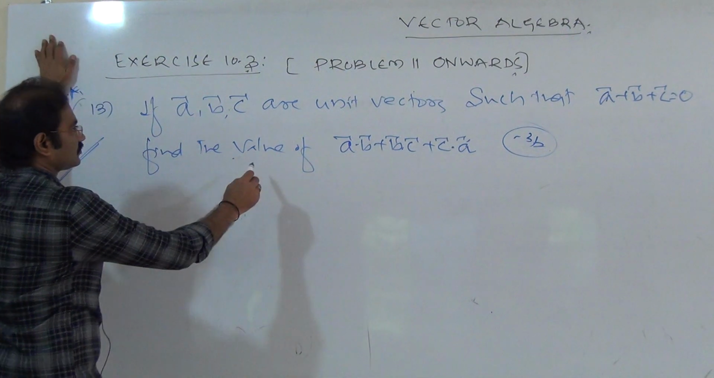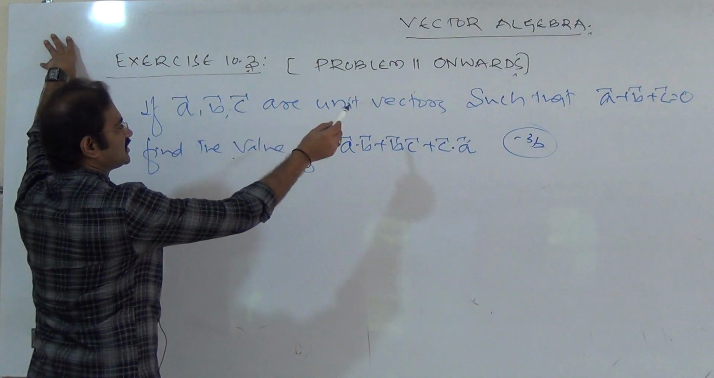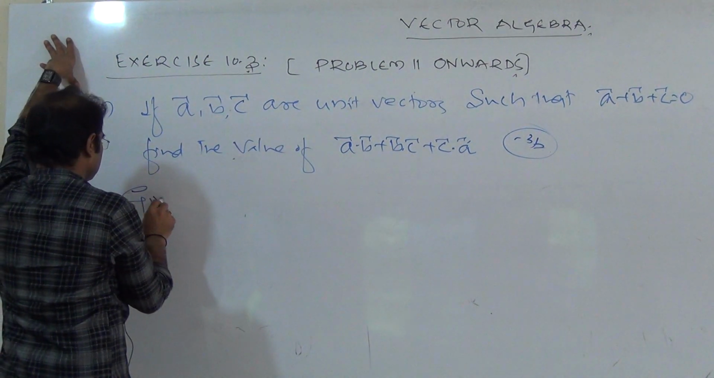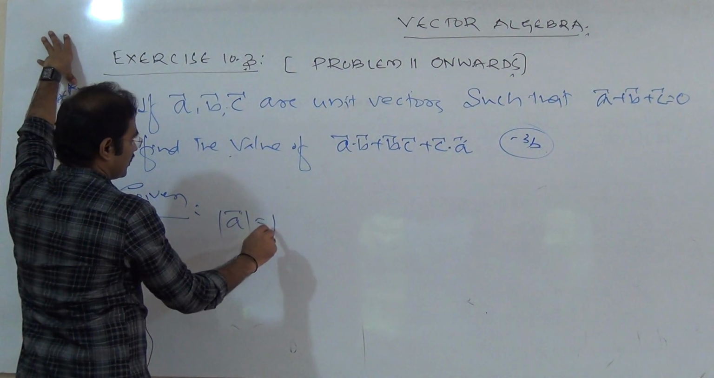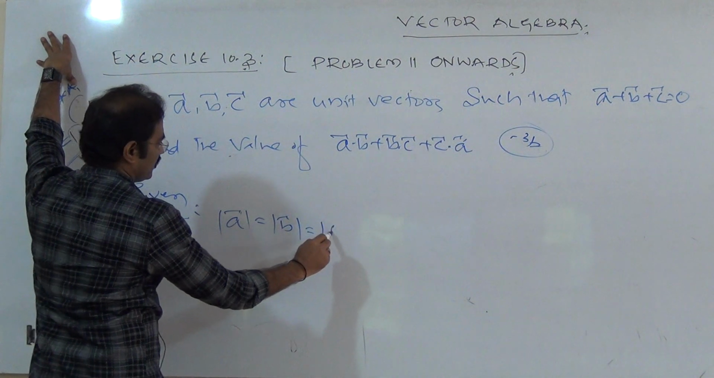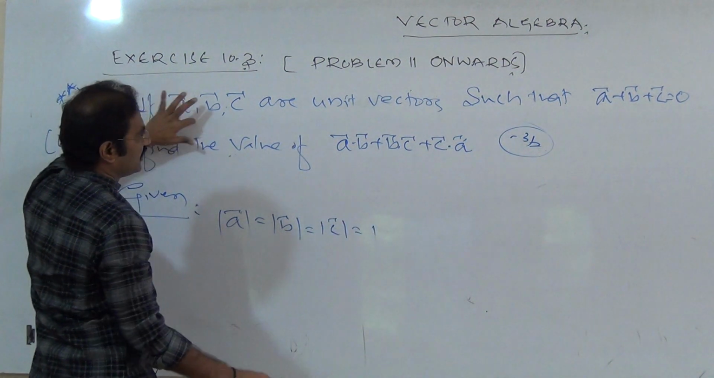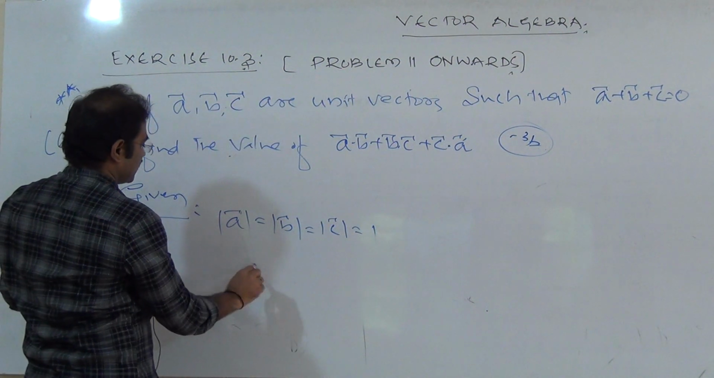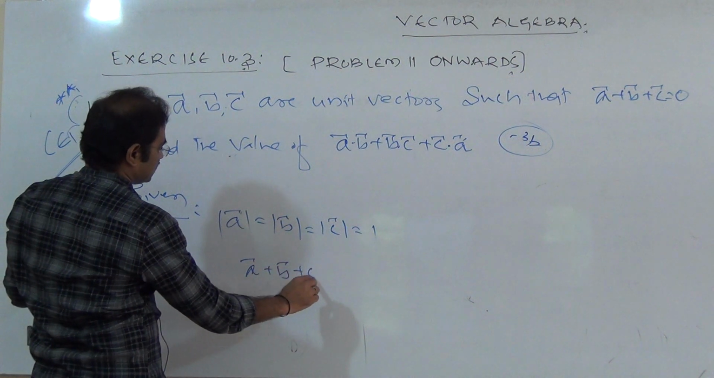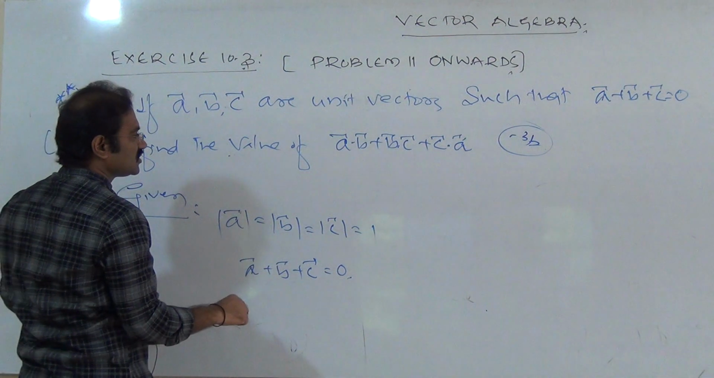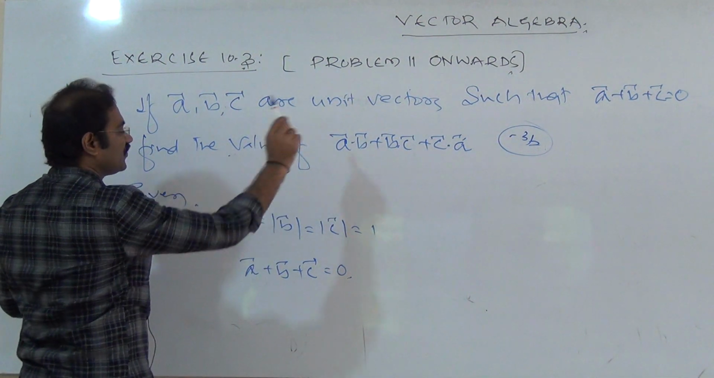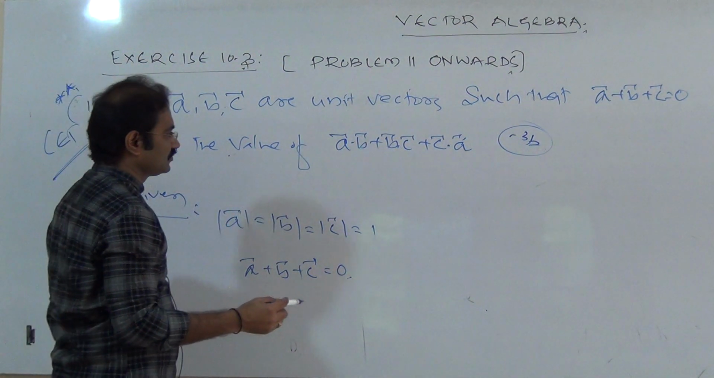Fine. A, B, C are the unit vectors. Unit vectors means their magnitude is 1. Given vectors such that A plus B plus C is equal to 0. And they want the value of this. Right. I write like this.